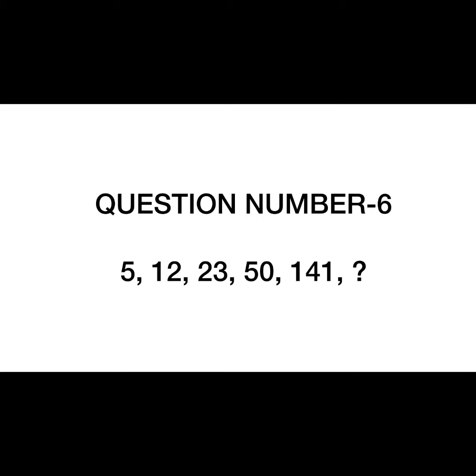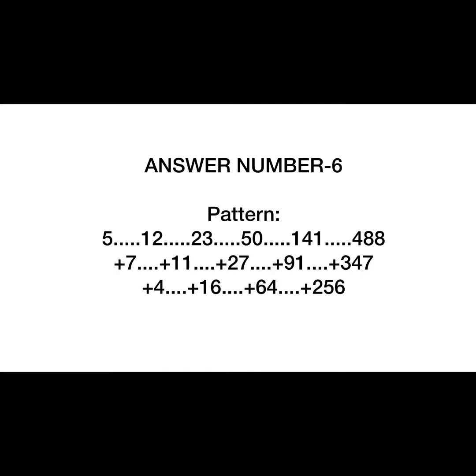So now we will check the pattern of this, and the pattern is the difference between 5 and 12 which is equal to 7, and 12 and 23 which is equal to 11, and the difference between 23 and 50 which is equal to 27, and the difference between 50 and 141 which is equal to 91. And again we have a new series which is 7, 11, 27, 91. Again we will check the difference between 7 and 11 which is equal to 4, and 11 and 27 which is equal to 16, and 27 and 91 which is equal to 64.